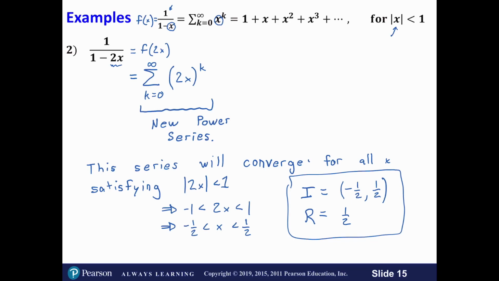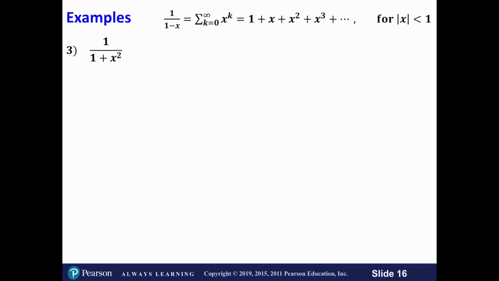All right, let's do another one. Once again, same general idea. We are going to start with this thing, f of x is equal to 1 over 1 minus x, and we are given 1 over 1 plus x squared. So in this case, the idea is that we replaced x with negative x squared, right?